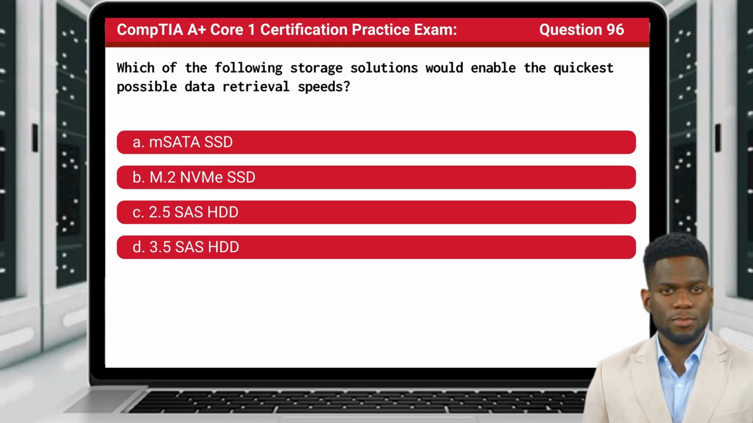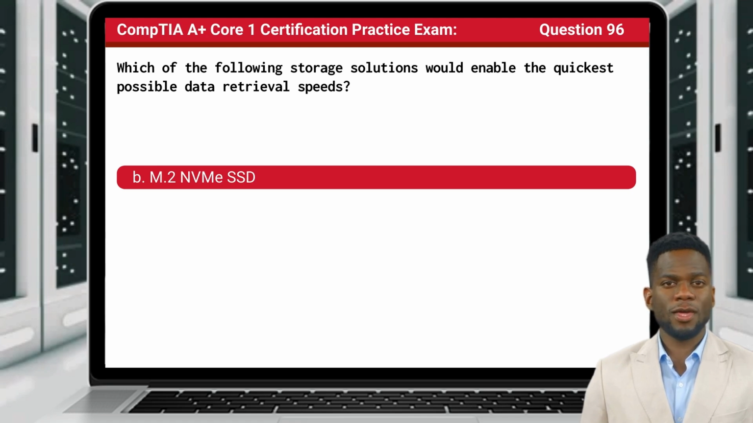Question 96. Which of the following storage solutions would enable the quickest possible data retrieval speeds? The answer is B. M.2 NVMe SSD.